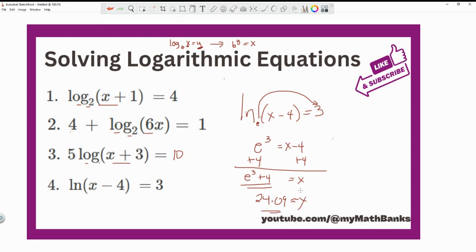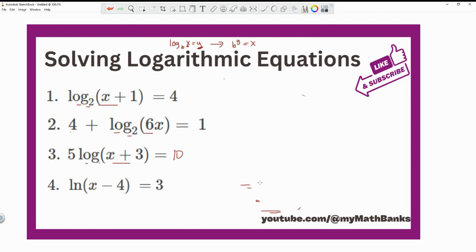All right, if you have any question, I should probably give you a challenge problem. Okay, let's do a challenge problem. Again, if you do not have a base, that means base 10. If it's ln, that means it's base e. All right, so this is your challenge that you can answer in the comments below. So let's do log base 5, and I'm going to put 3 + 2 log base 5 of (x + 3) equals maybe 8, 9. Okay. All right. So that would be my question.